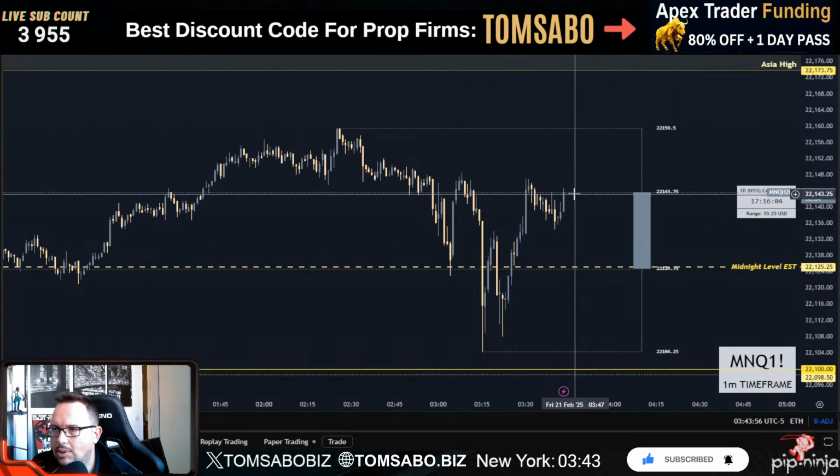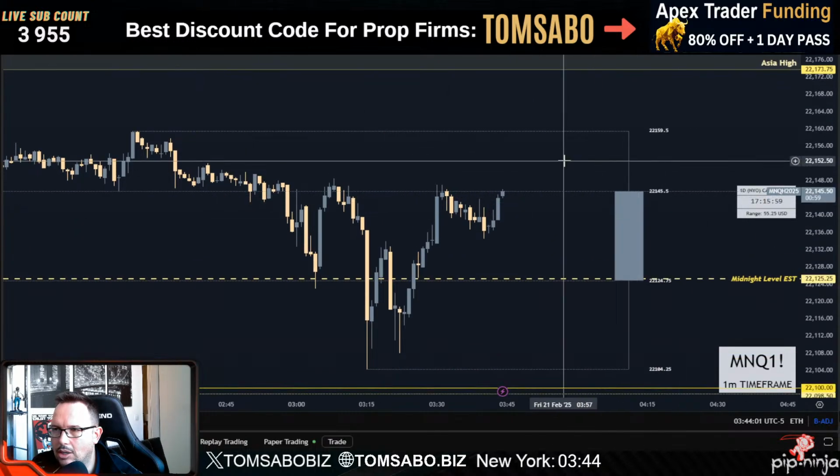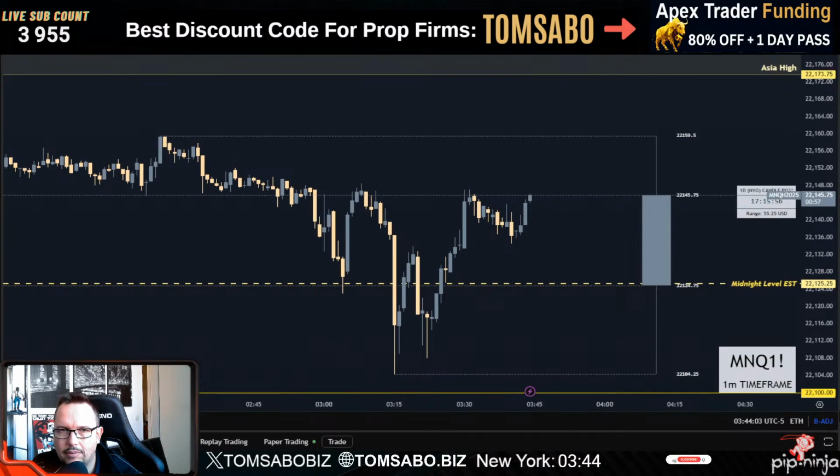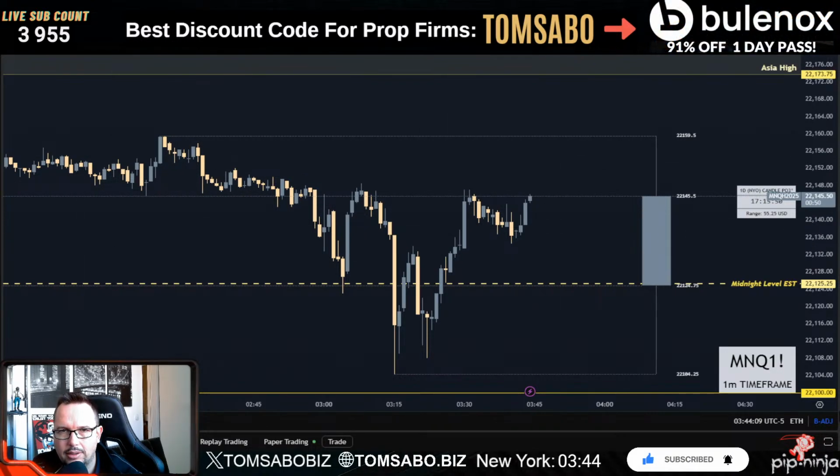Okay, so now it broke this structure. It can quickly go down, go up now. Take the kill zone high, maybe. Could be a target.